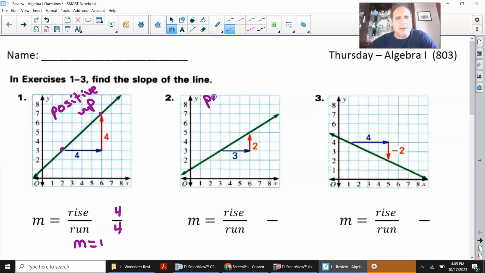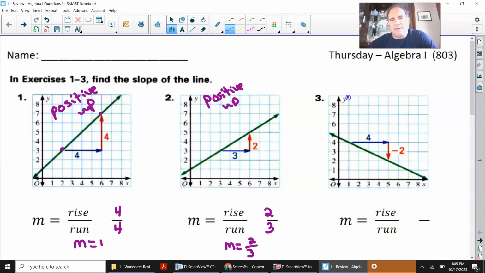This is also a positive slope. It's going up from left to right. The run is 3. The rise is 2. So we're going to put 2 over 3. It is positive. It stays like that. M equals 2 over 3.